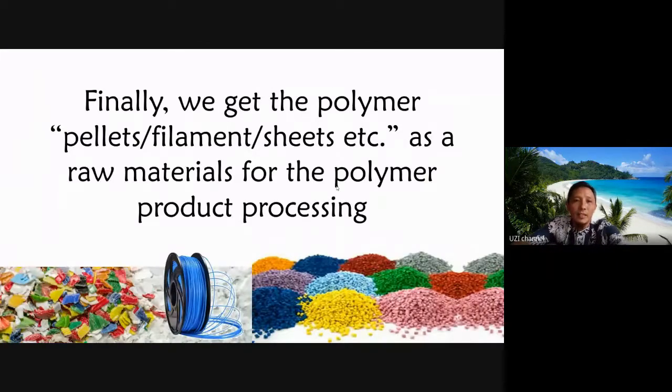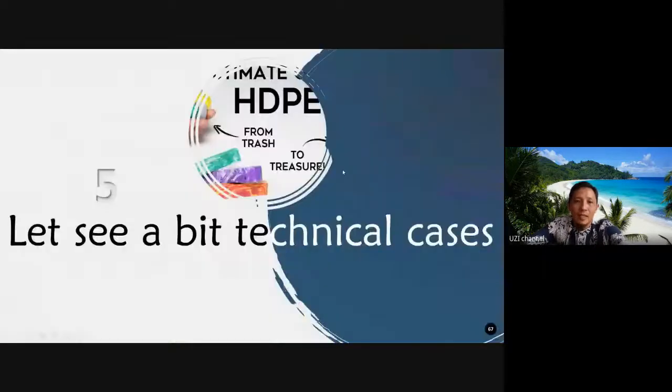Okay, then finally we get the polymer pellets, filament, and sheets as the raw material for the polymer processing product. I think it is the final part of our presentation today. Let's see a few technical cases for the polymer processing. It is a bit technical.